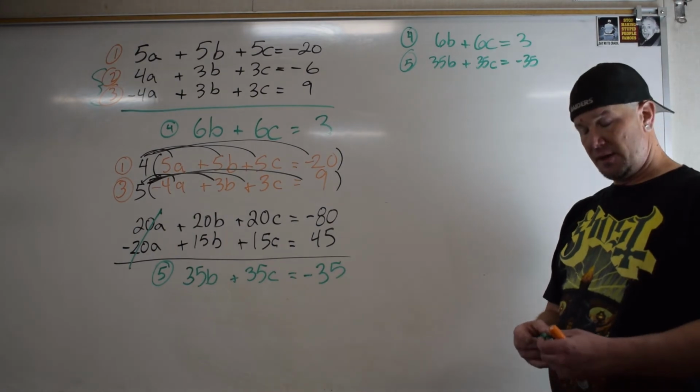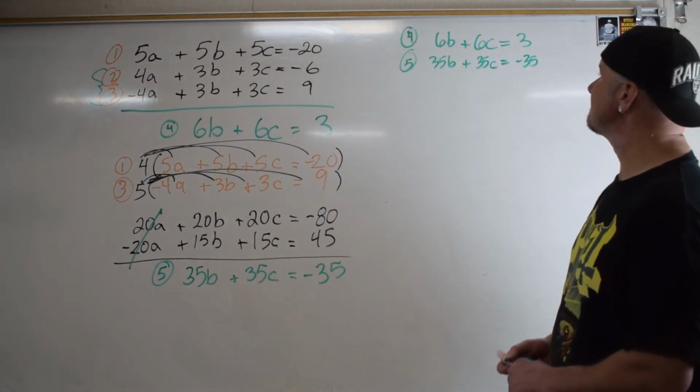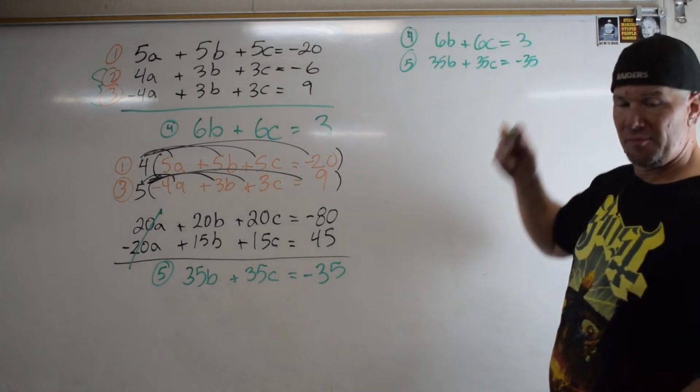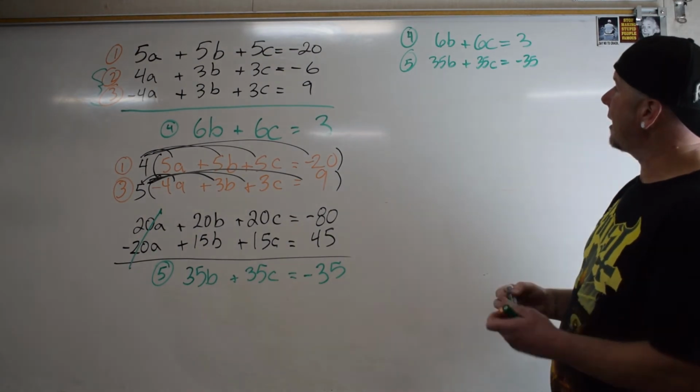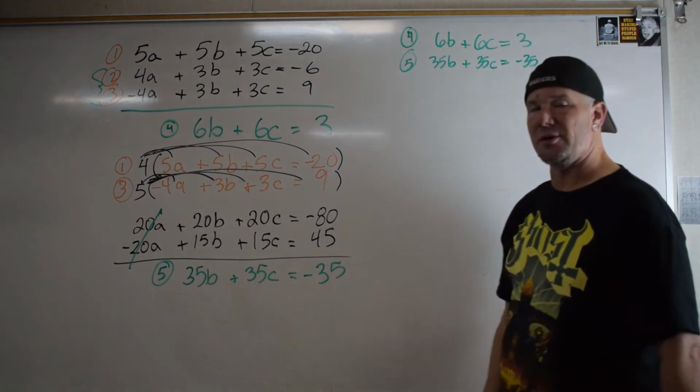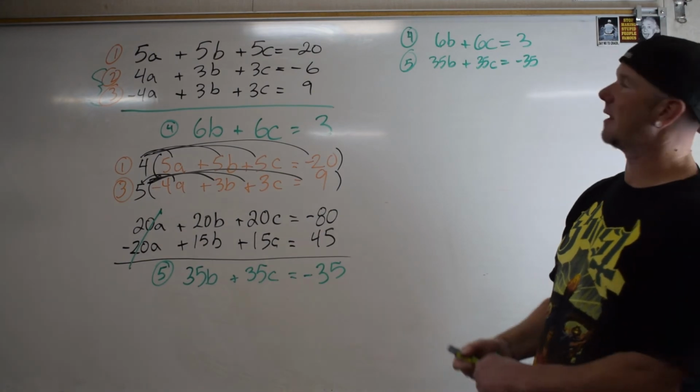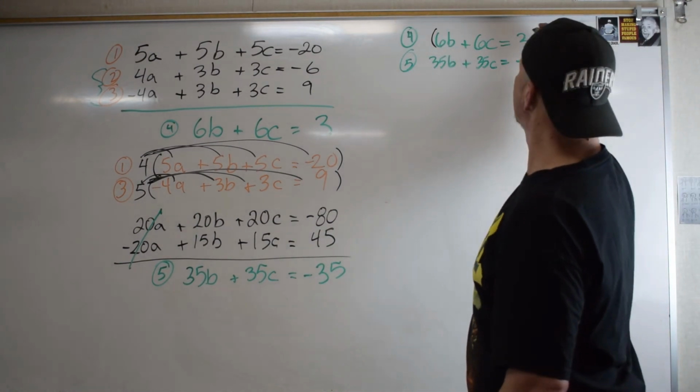Right? Now, what is 6 and 35 both going to? I'm not sure, so I'm just going to multiply them by each other. So I'm going to multiply this one by 35 and this one by negative 6. That way their signs are backwards.